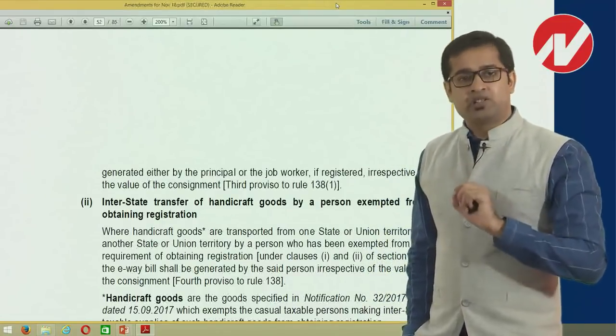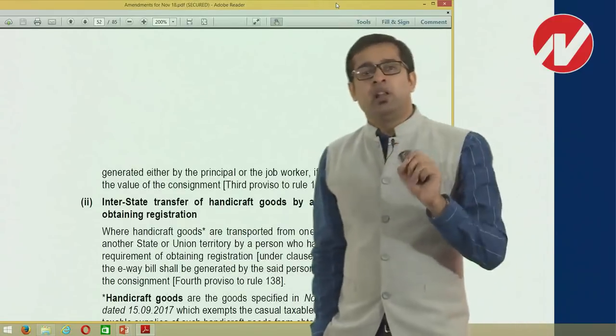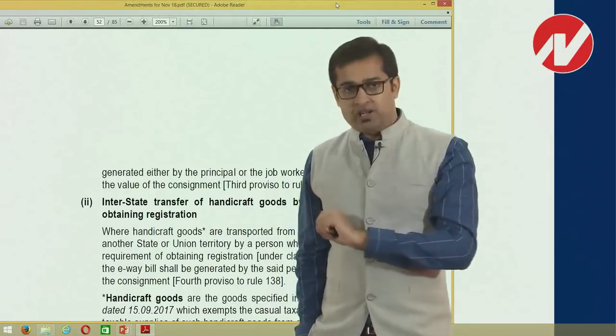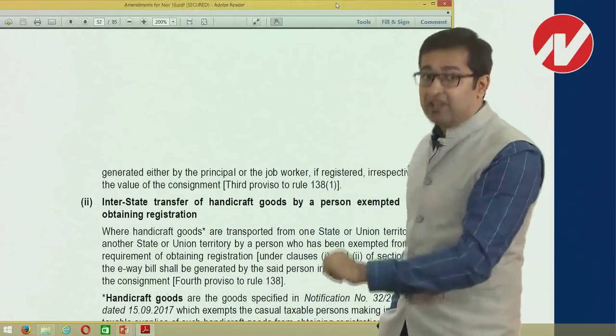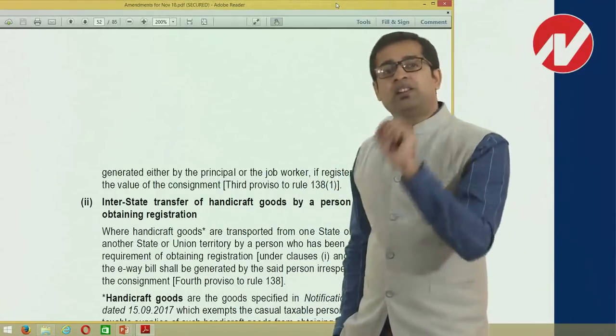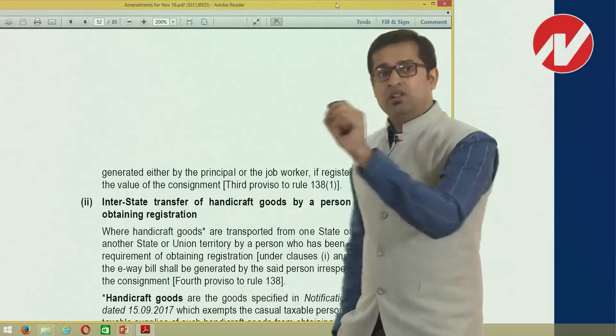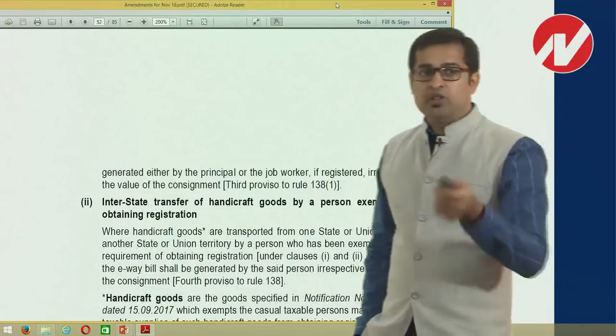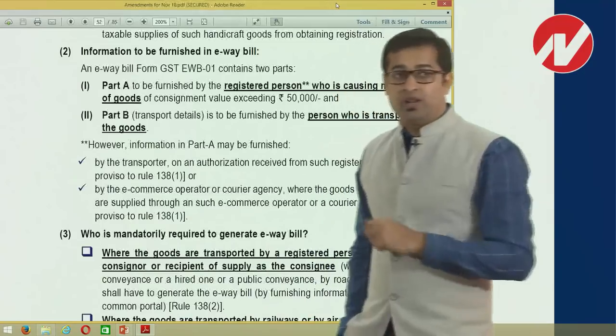So I may not be registered, but still e-way bill is compulsory. So as an unregistered person, an e-way bill will be generated, but e-way bill is very much compulsory. So even if the value of goods is less than 50,000, e-way bill is mandatory in case of interstate transfer of handicraft goods, even if you are not registered. So these are the two points we need to keep in mind.